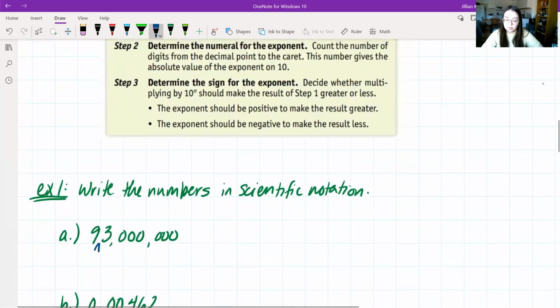Then we want to determine the numeral for the exponent. So count the number of digits from the decimal point to the caret. Our decimal point in this case is technically right here, our current decimal place. So we want to count. We're going 1, 2, 3, 4, 5, 6, 7. So we had 6 zeros and a 3 that we had to skip over to get to where our decimal point should be.